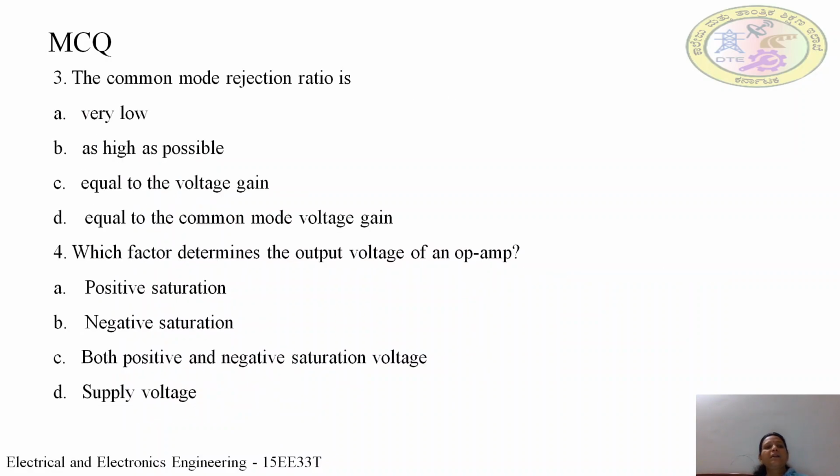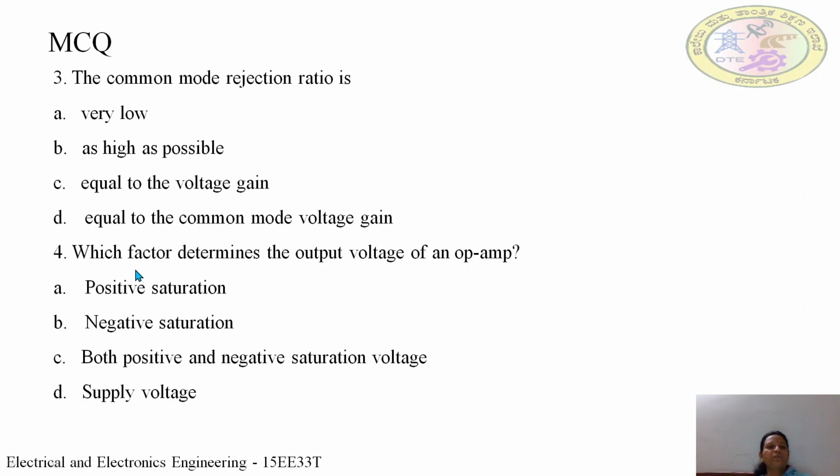Now let's look into the third question. The common mode rejection ratio is very low, as high as possible, equal to the voltage gain, equal to the common mode voltage gain. So the common mode rejection ratio is equal to the common mode voltage gain. Option D is the right answer.